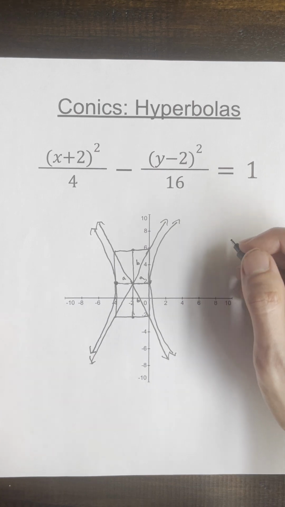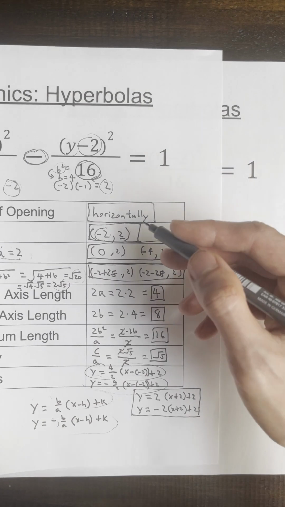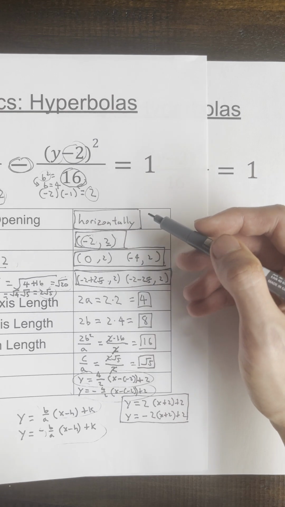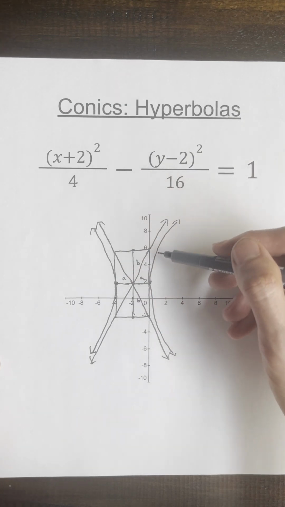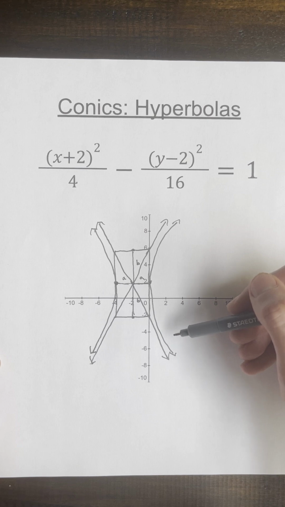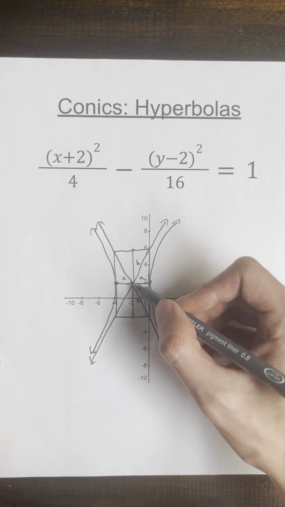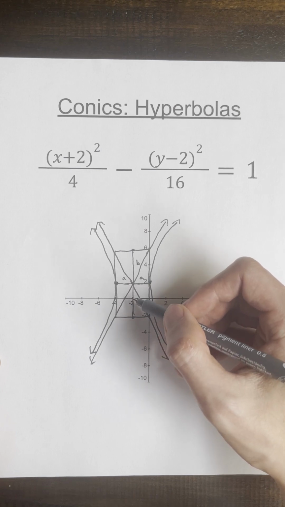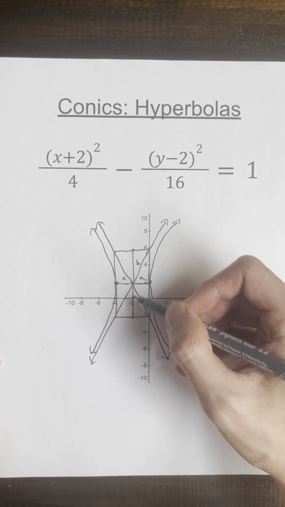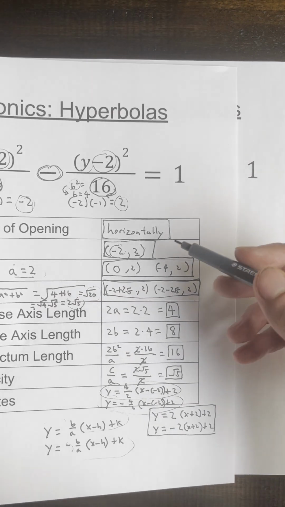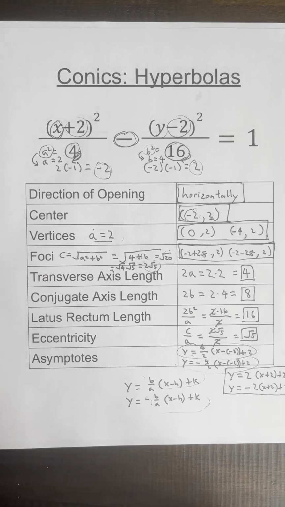Oh, also, if it opened vertically, then it wouldn't look like this. It would look very different. You wouldn't be going left and right by A, you'd be going up and down by A. But I'll do another example with a graph that opens vertically. Let's go ahead and graph the foci, the transverse axis, the conjugate axis, as well as the latus rectum.